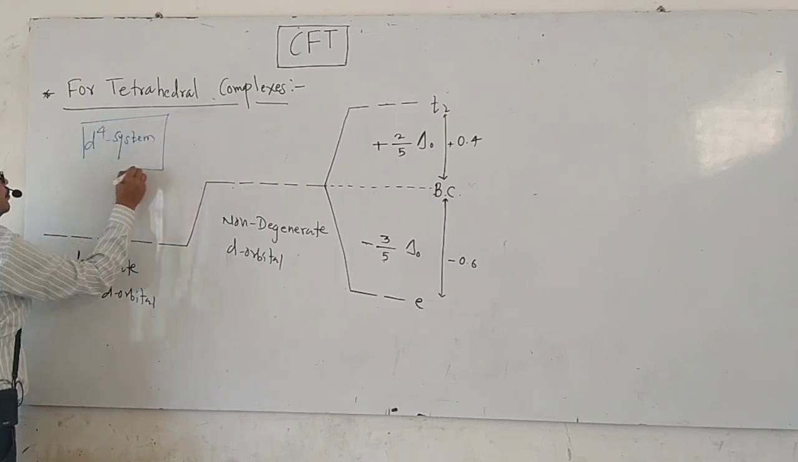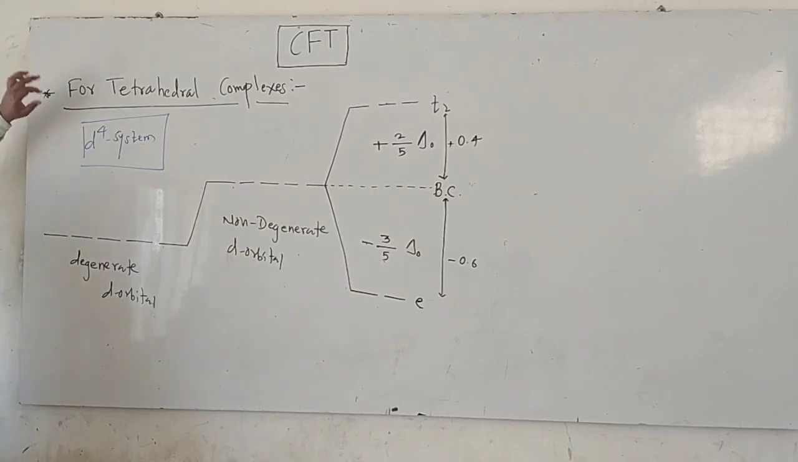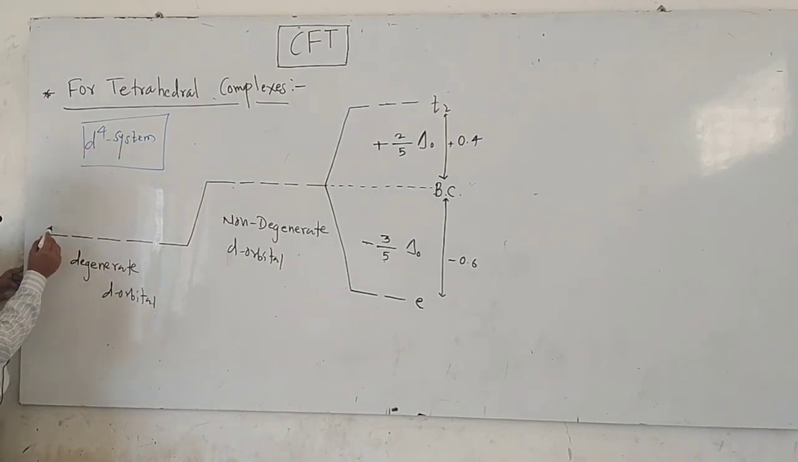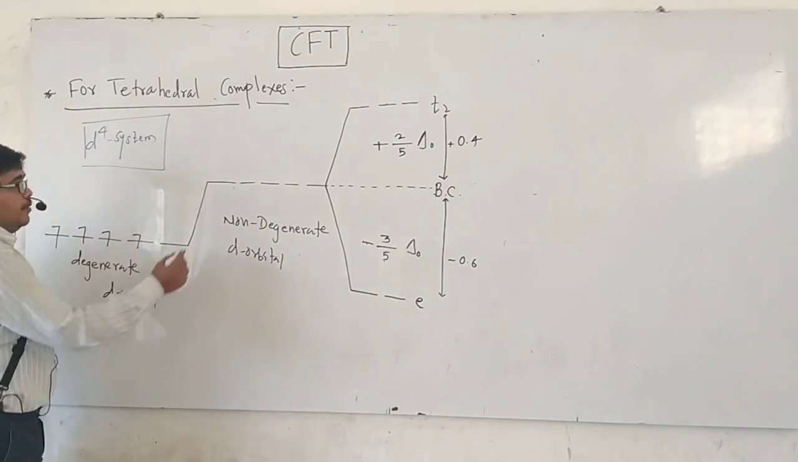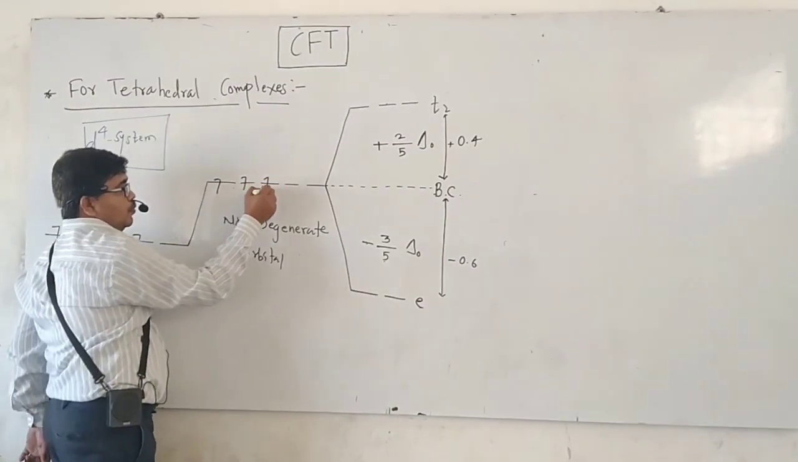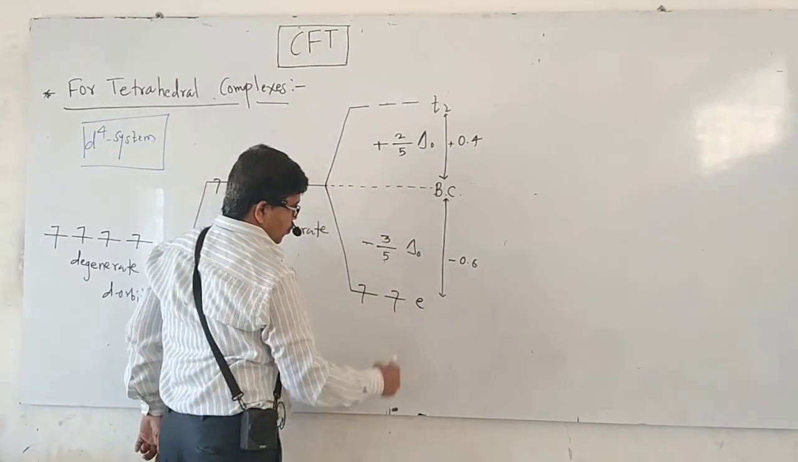D4 system. Now, what will be the electronic configuration for D4 system with respect to CFT? D4 system means there will be 4 electrons in the d orbital. 1, 2, 3 and 4. Again 1, 2, 3, 4, 1, 2.